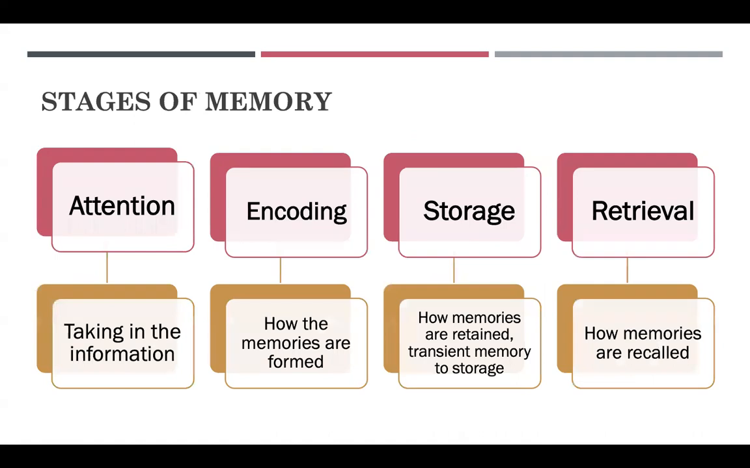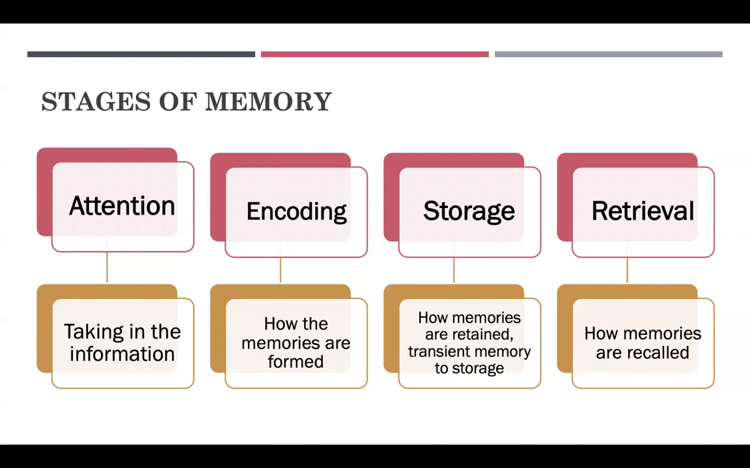The stages of memory. The first stage of memory is called attention. You must attend to what you are doing in order for the world around you to be processed. If you are not focused and not concentrating, the information will be less likely to go into memory. The second stage of memory is called encoding. Encoding is how memories are formed by taking the physical and sensory input that you receive and transforming it into a representation that can be stored in your memory.